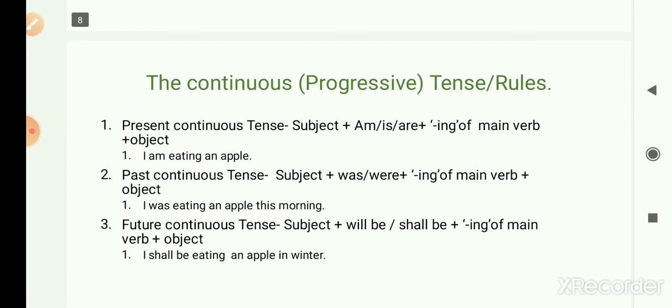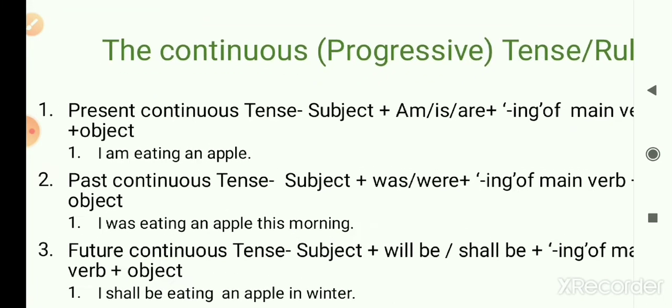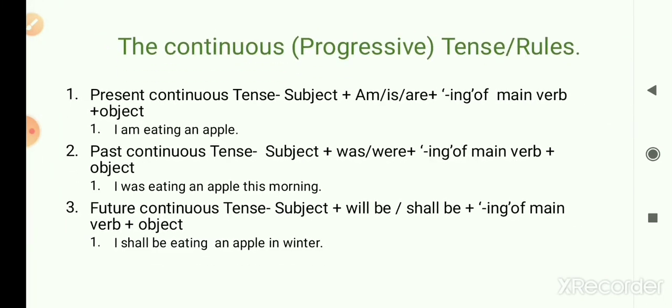The continuous tense. Present continuous tense. Here we have subject plus am, is, are plus ing of the main verb. Whichever main verb you are going to use, you have to add ing to that main verb, plus object. For example, I am eating an apple. So I am using the main verb eat. With that I have to add ing. So I wrote ing. I am eating an apple.